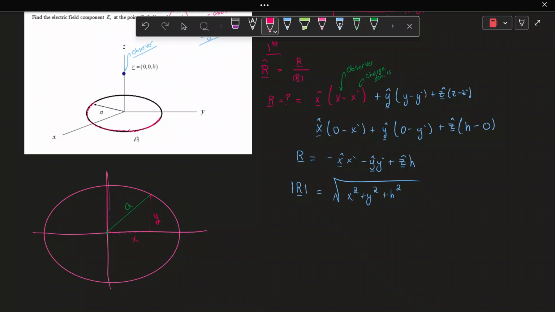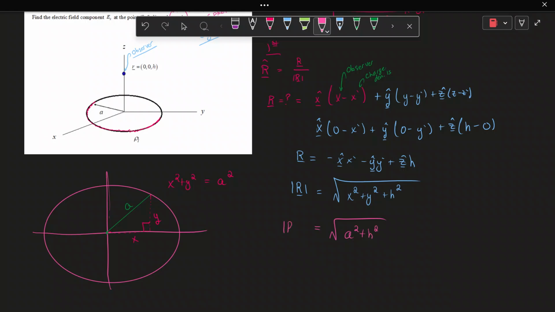This looks very familiar. We have a Pythagorean theorem, or just a regular right angle triangle, right? So x squared plus y squared is going to be equal to the hypotenuse squared, or a squared. So we can replace x squared plus y squared with a squared. Sorry, there should be no square root there. But x squared plus y squared is equal to a squared, so we can let this be a squared plus h squared.